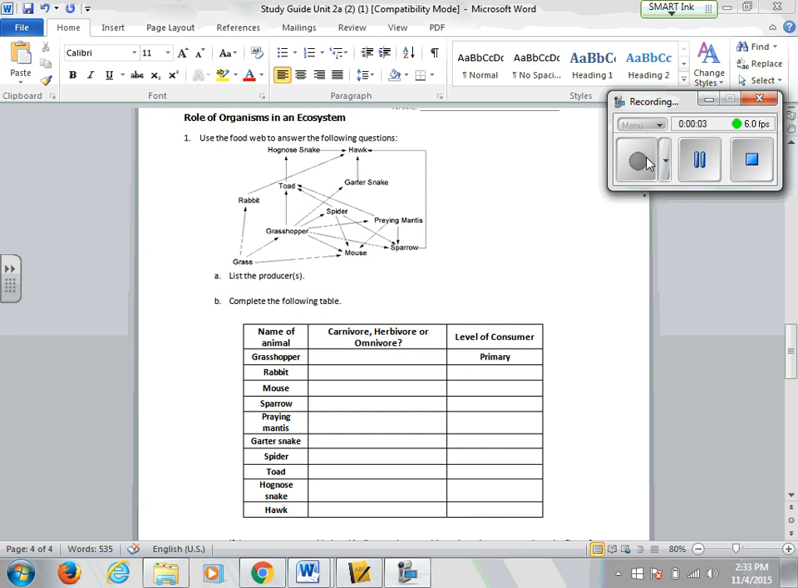All right, this is Mr. Matthews. I'm going to go through part two of the study guide here, role of organisms and ecosystems, and then end with some succession. But looking at the picture here, this is a food web. And so the important thing to know about food webs, arrows indicate energy transfer.